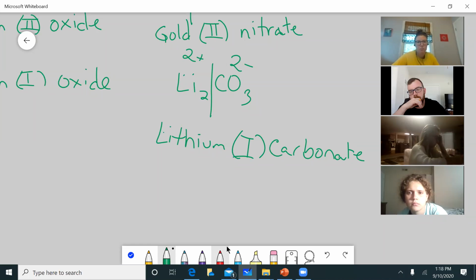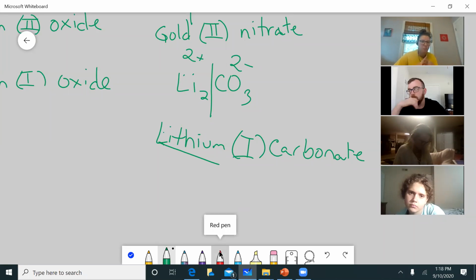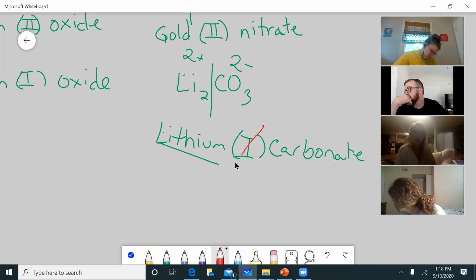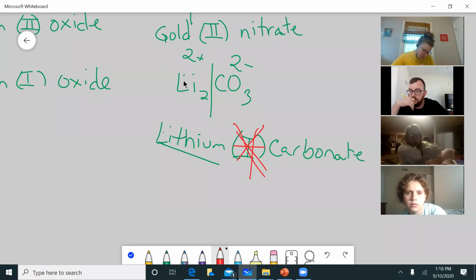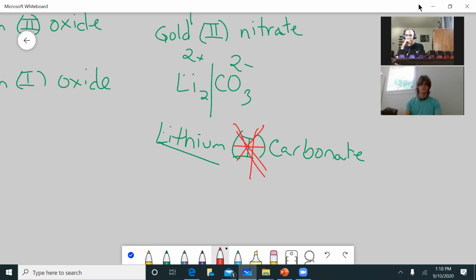Why is that wrong? Because what is lithium's charge always? Look at your periodic chart. Lithium's charge is always a +1, so you don't put that in there. It's redundant information. So instead, we would call this thing just lithium carbonate. All right, so only use the Roman numerals when you're dealing with unpredictable charges.